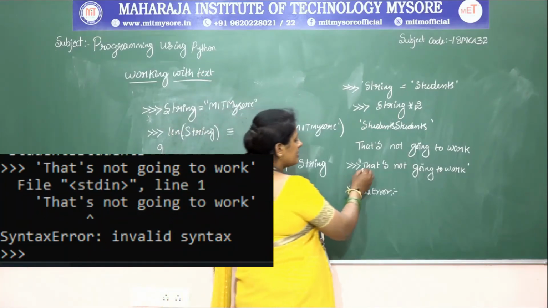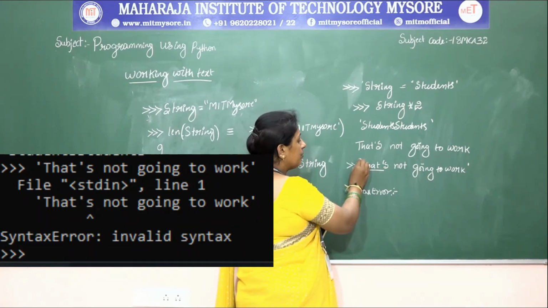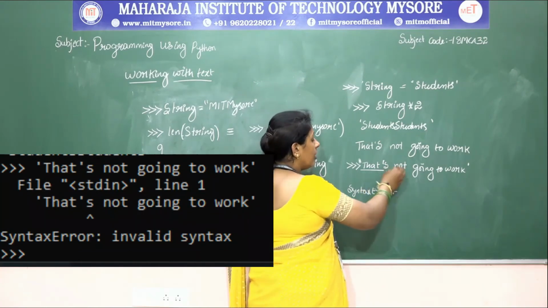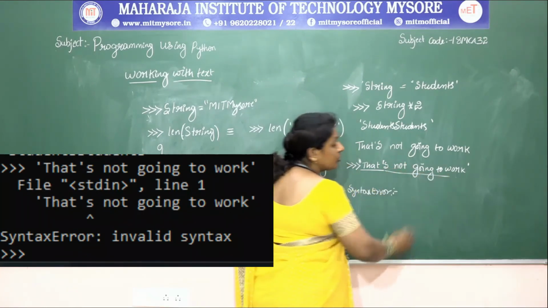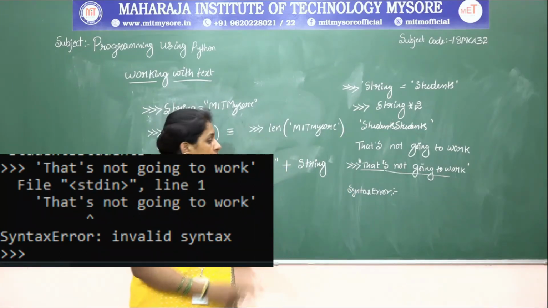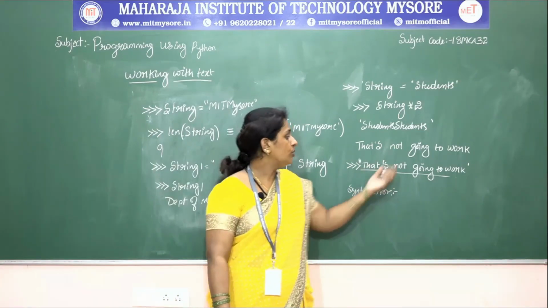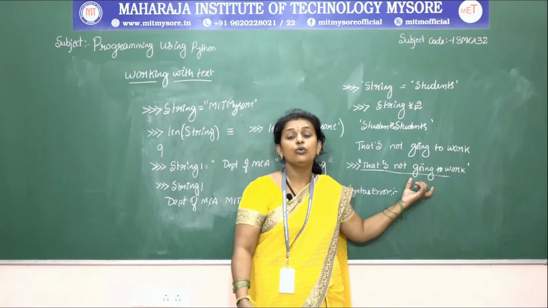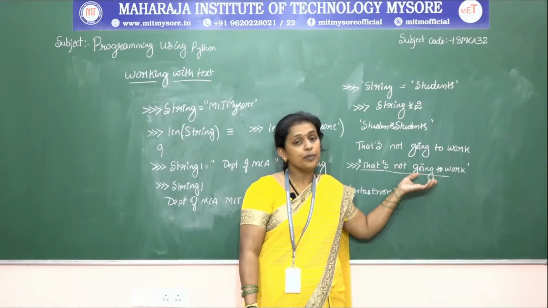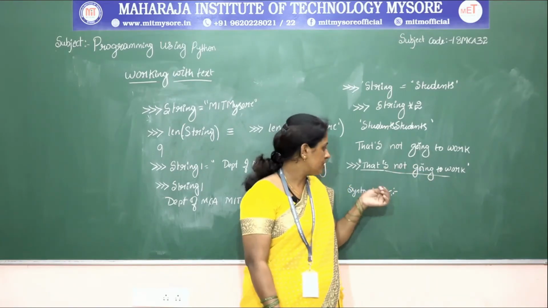Because when this statement gets executed, it thinks that this is the starting point and this is the ending point. After this, what is left over will be the unidentified characters. This is only the end of the string, so what about the rest of the text and how to deal with it? That time we will get a syntax error message.